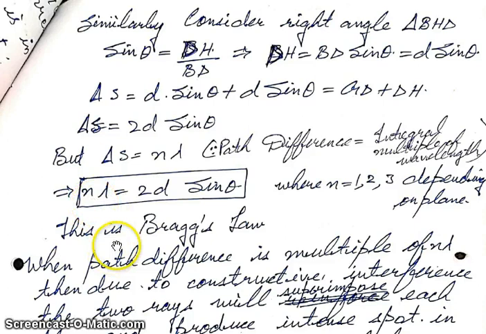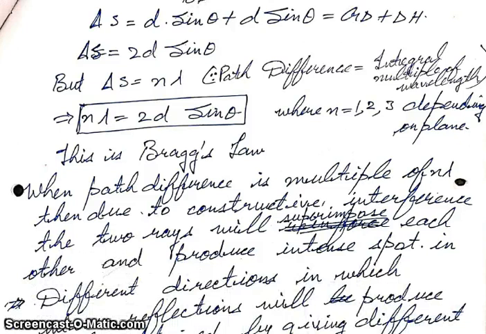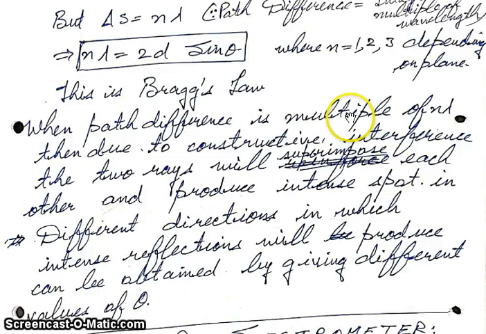n lambda is equal to 2d sin theta. This is Bragg's law. Here the path difference is a multiple of n lambda. Then due to constructive interference, the two rays will superimpose with each other and produce an intense spot in different directions, in which intense reflection will be produced and can be obtained by giving different values of theta. So this is regarding Bragg's law.